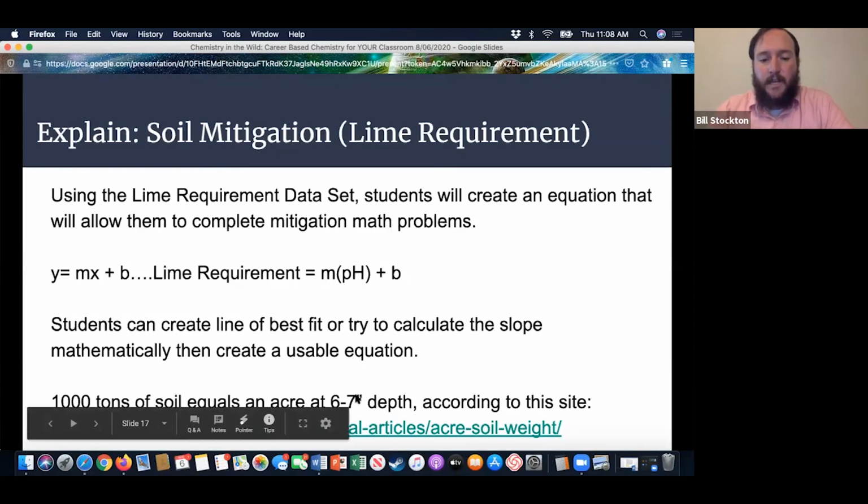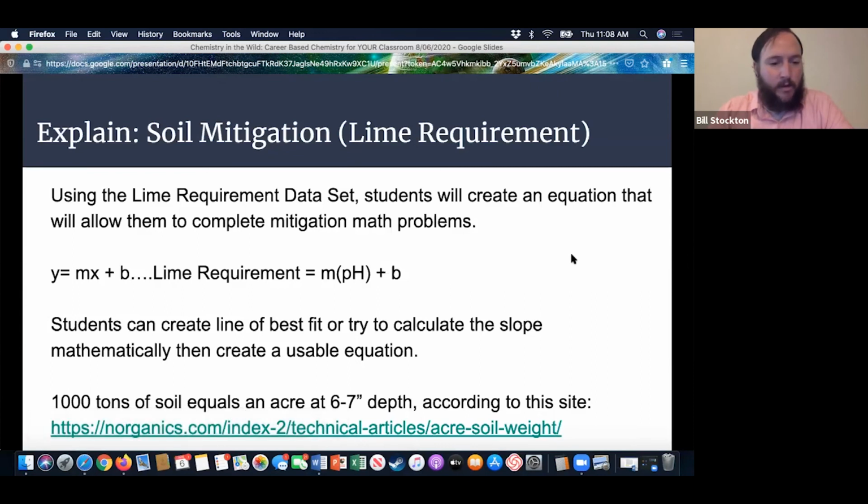So this allows us to create some math problems. I've got one example of what the math problem might look like. And then in the lesson, there'll be a little math exercise where they'll take their line of best fit and do that.